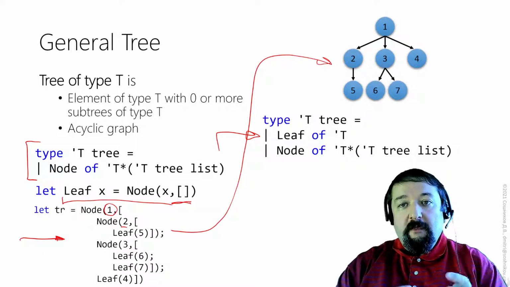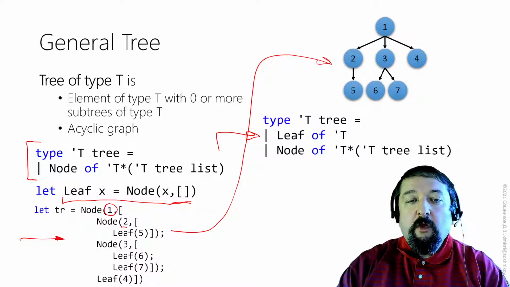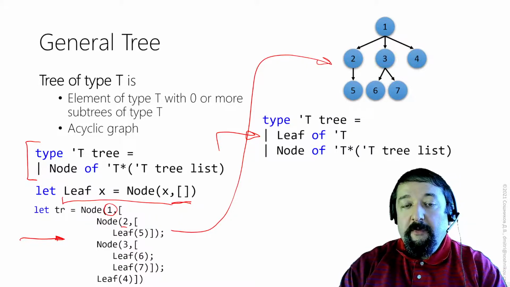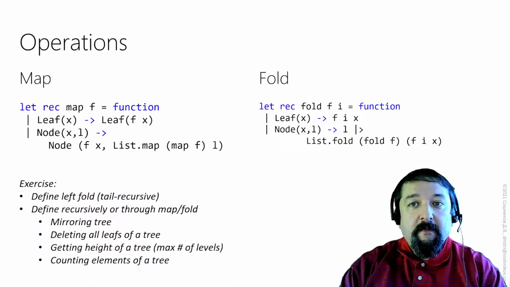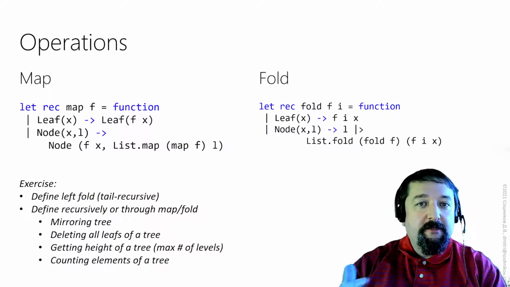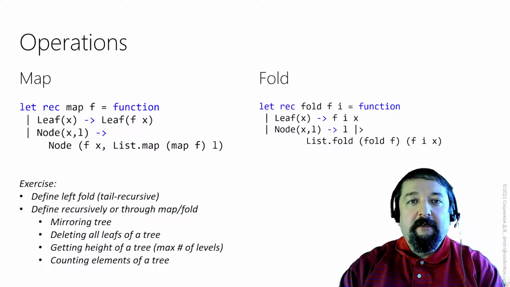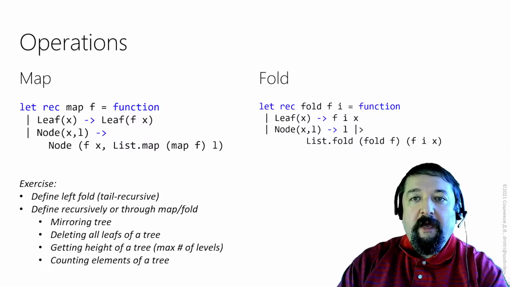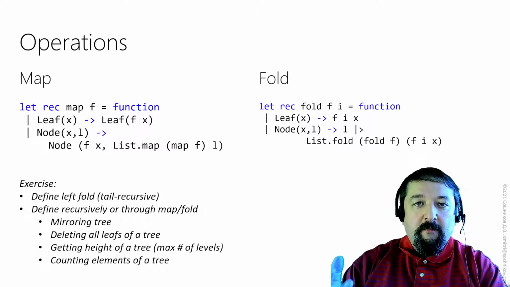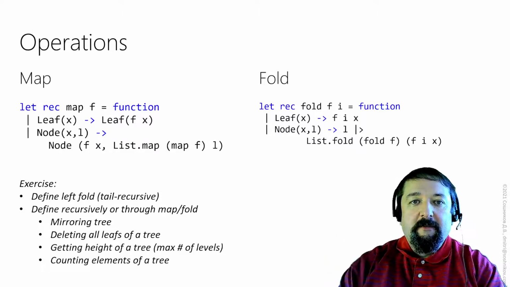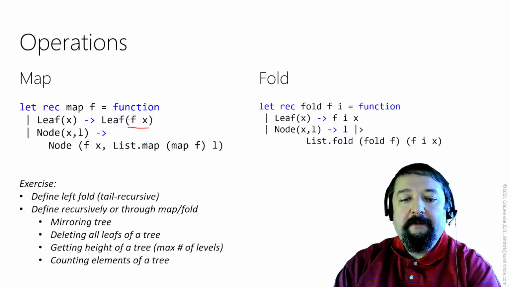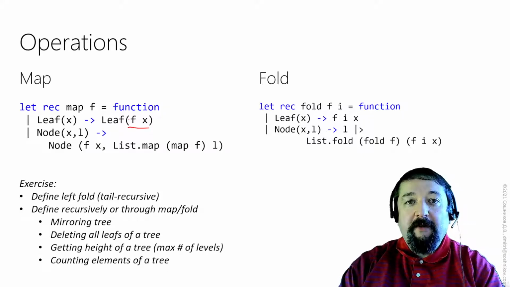So once we have defined the tree, what can we do with it? Because a tree is similar to a list, we can define operations similar to those on lists. For example, we can have a map operation on a tree, assuming that we have defined the tree as leaf and node. We can define map in the following way. If we have a leaf, meaning that we have an element, then we need to apply the function f to the value of this element.